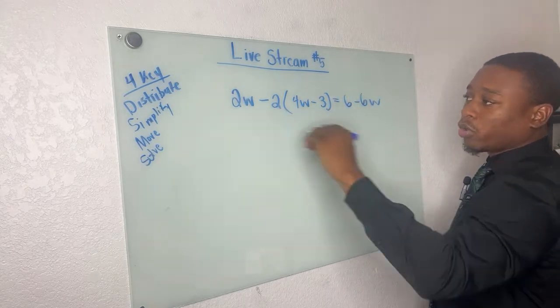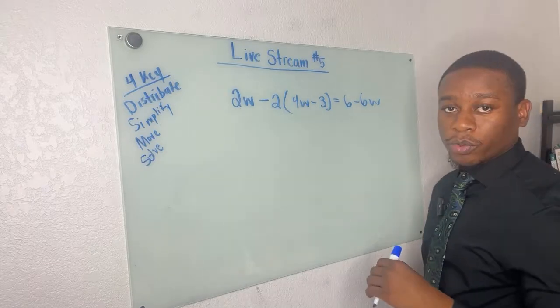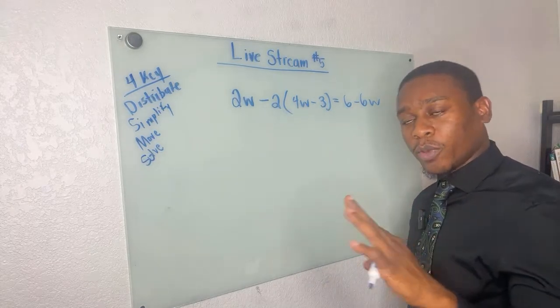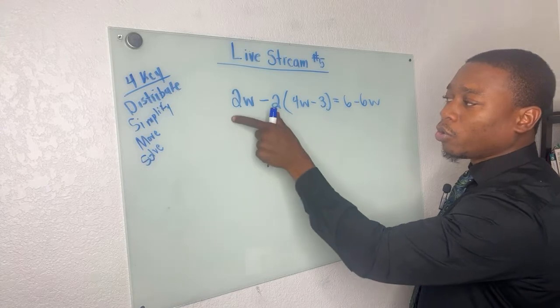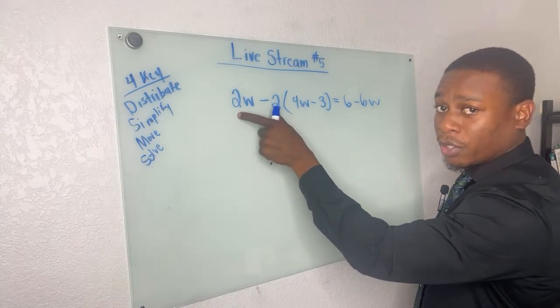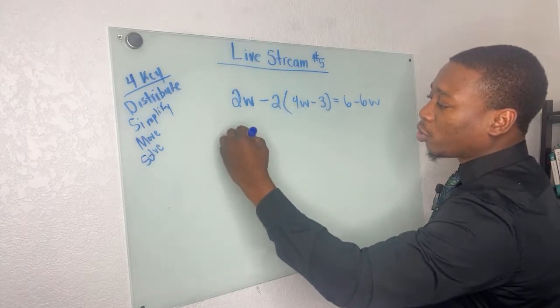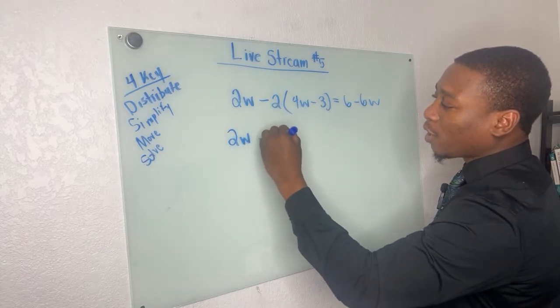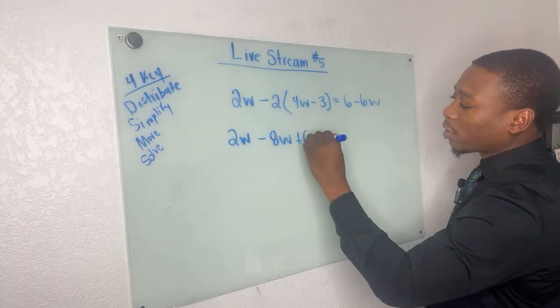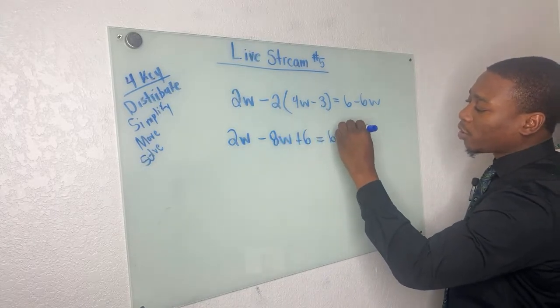All right, so we go through step one. We know that we have to distribute, but just make sure when you distribute, you do not do this subtraction here. This is a trick. We're not paying any attention to that. We're going to distribute first. So 2w minus 8w plus 6 is equal to 6 minus 6w.